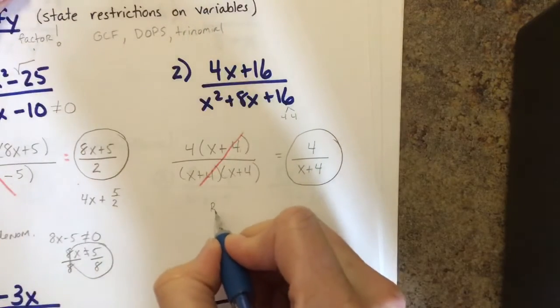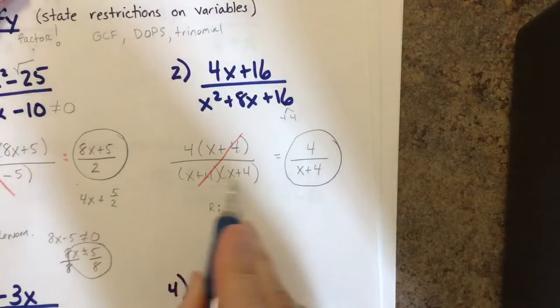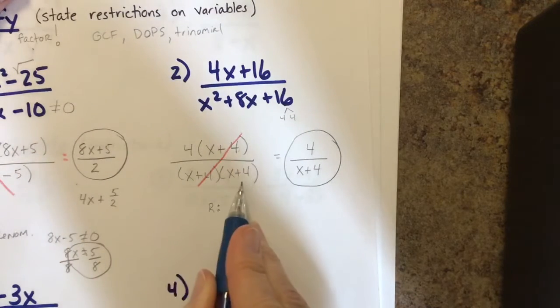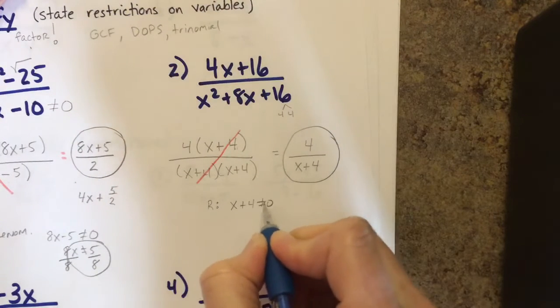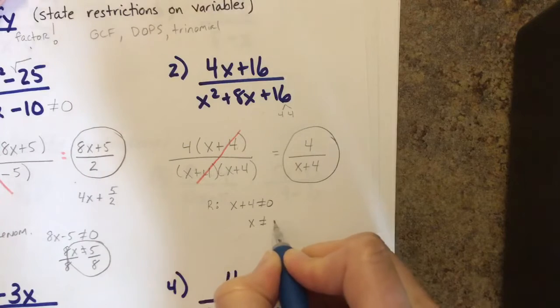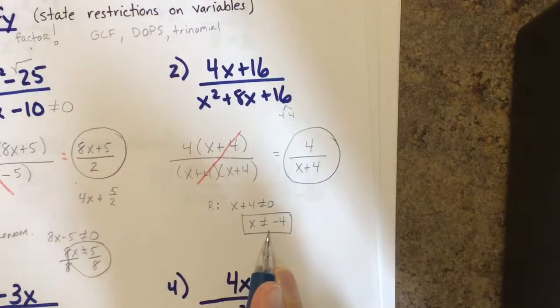Restrictions on the variables. What can x not be? Well, I have 2 factors in the denominator. They're the same. What are the zeros of the denominator? X plus 4 cannot equal 0. The restriction is x cannot be -4. One restriction.